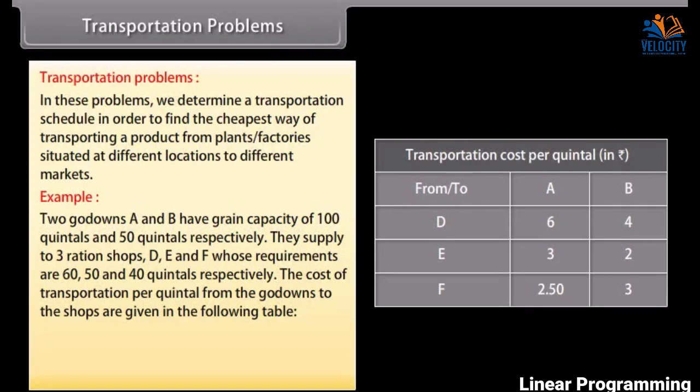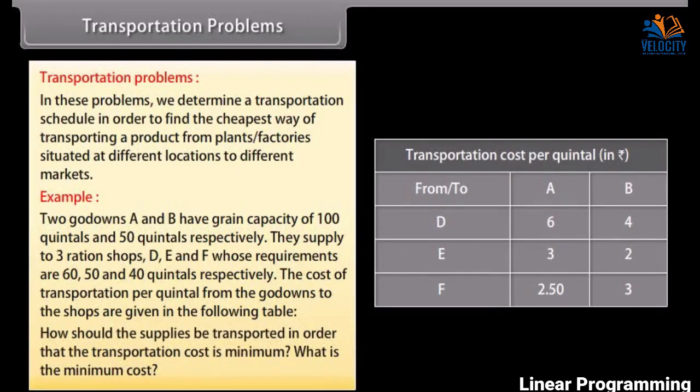The cost of transportation per quintal from the godowns to the shops is given in the following table. How should the supplies be transported in order that the transportation cost is minimum? What is the minimum cost?